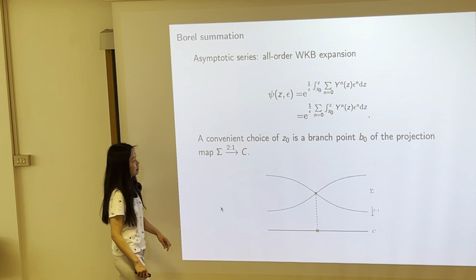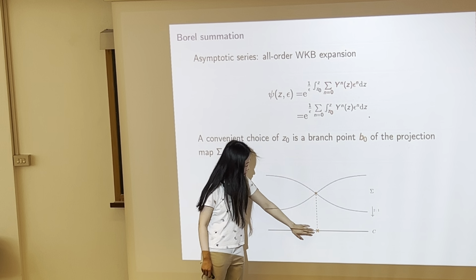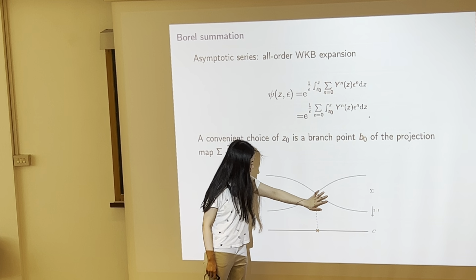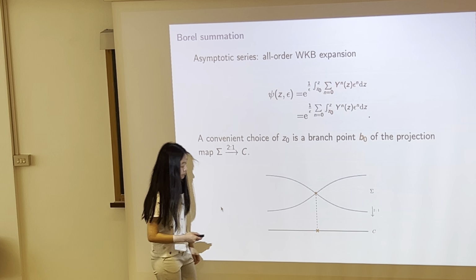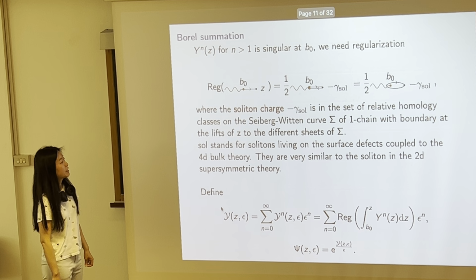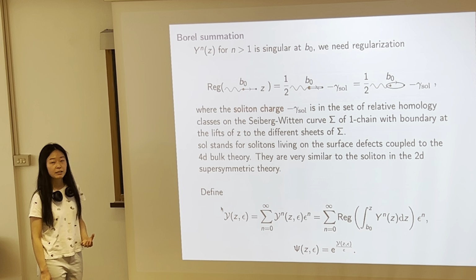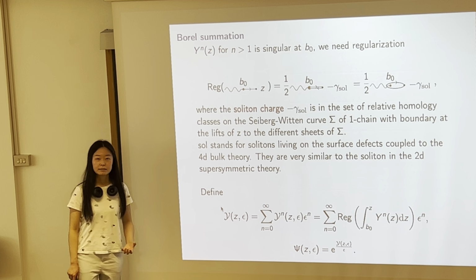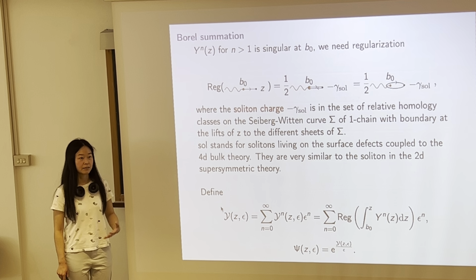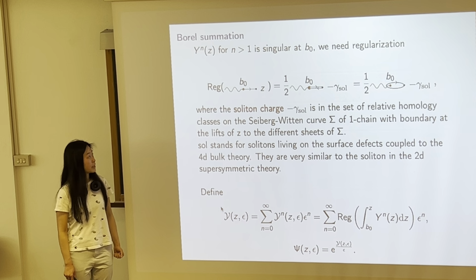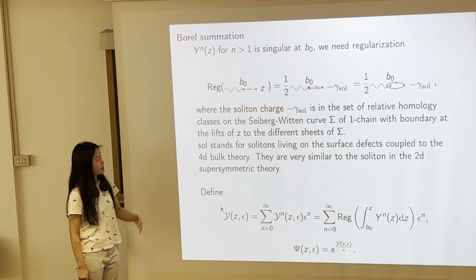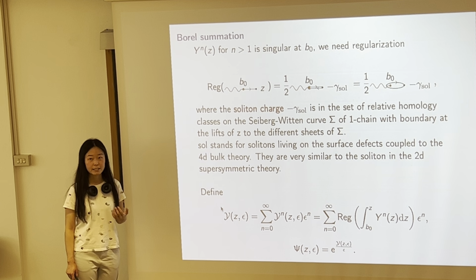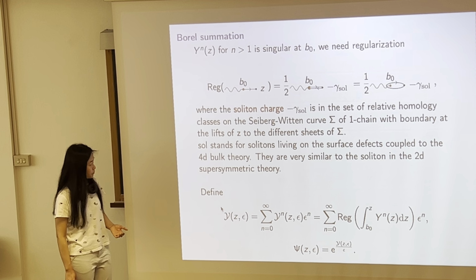And the branch point here, this B0, is denoted by this orange cross on the base, where it corresponds to, on the top, the two sheets of this double cover colliding. However, even with this choice of branch point, there's still some problem, which is that those Y_n for n larger than 1 diverge at this branch point, and so do their integrals. So in order to actually use this definition, we should also apply some regularization for this divergence.